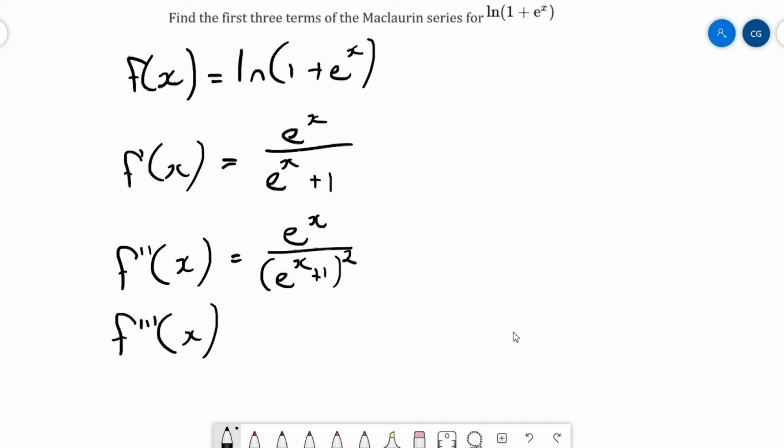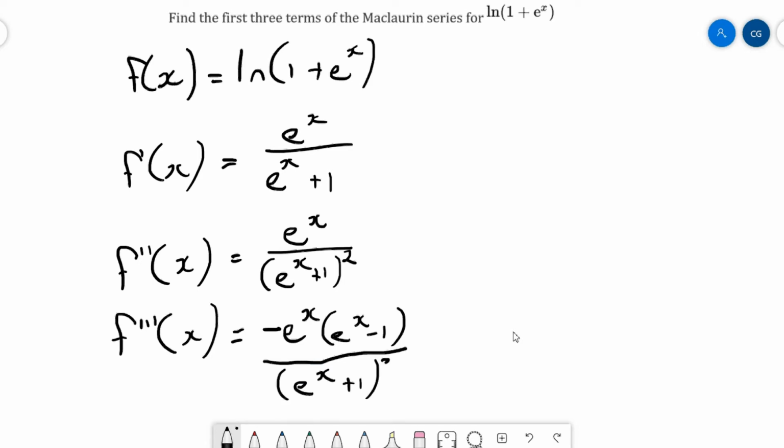Finally, my third derivative would be, now it is not really necessary to go this far, but I'll talk about it in a while, and I'll give a reason why we are doing this. So negative e to the power of x times e to the power of x minus 1, all over e to the power of x plus 1 cubed. Okay. So we have f of x, first derivative, second derivative, third derivative.